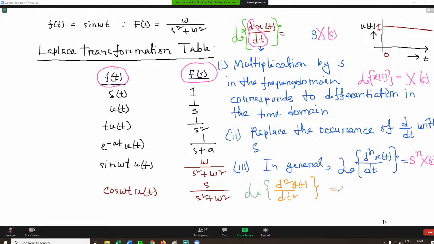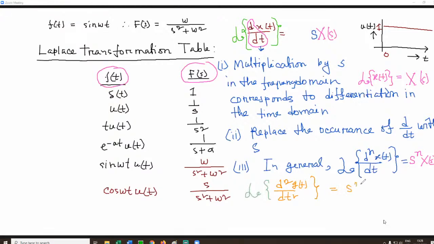S square capital G of s. Yes, very simple. So s square capital G of s.